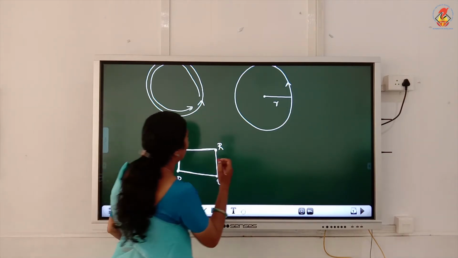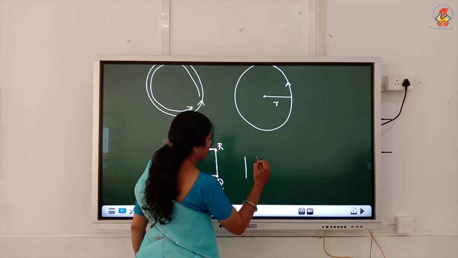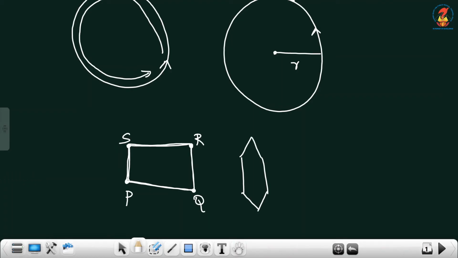Now, consider a hexagon. Here 6 times it will change the direction of motion: 1, 2, 3, 4, 5, 6. Now consider an octagon. In an octagon, 8 times it will change the direction of motion. The particle will change its direction of motion 8 times.